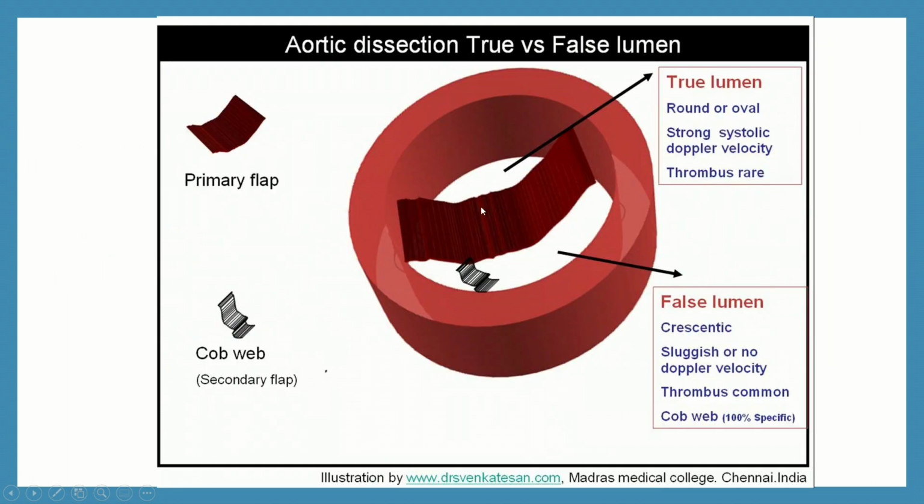So the true lumen usually is round or oval in shape, and it's rarely to form thrombus here because it has a really high velocity blood flow. On the other hand, the false lumen is crescent in shape, and it is very common to form thrombus here because there will be no blood flow or very slow blood flow.